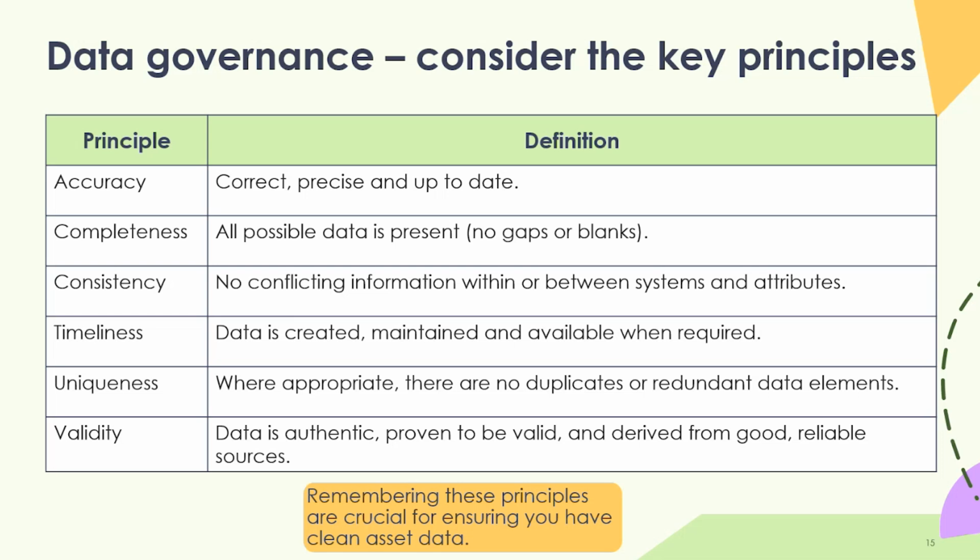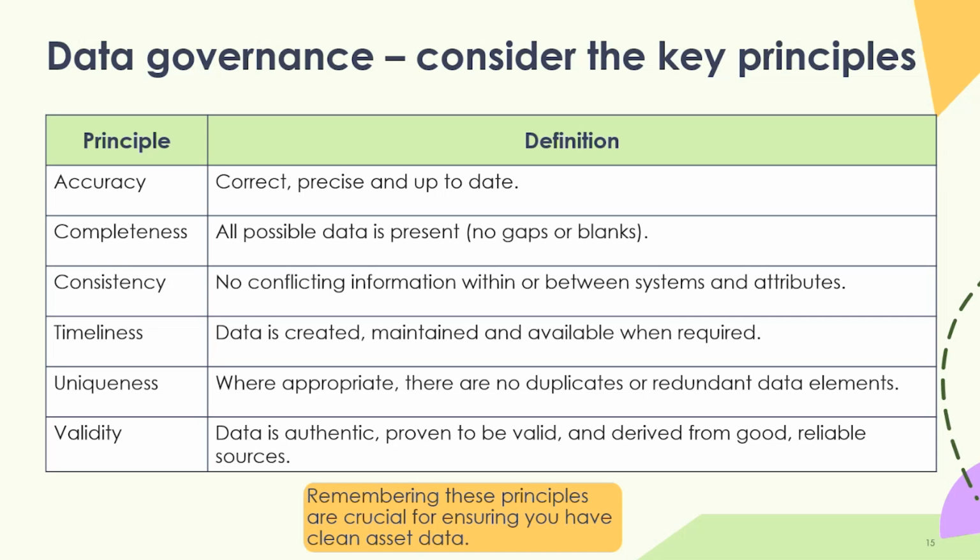Uniqueness: where appropriate, there are no duplicates or redundant data elements. You definitely don't want that; it clogs up your ability to see what's going on and possibly leads you down the wrong route. And validity: the data is authentic, proven to be valid, and derived from good, reliable sources. Again, I'd trust the gas safety cert more than an EPC. In most cases there are many things I'd trust more than whatever's written on an EPC, particularly if it's older than 5 years. So those are your 6 key data principles to keep in mind as we go.